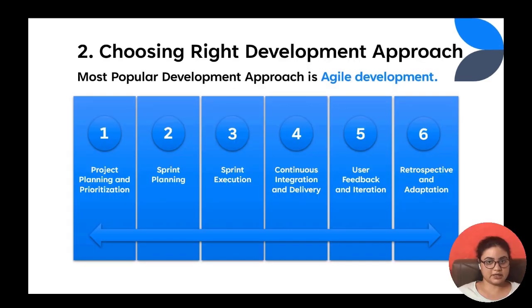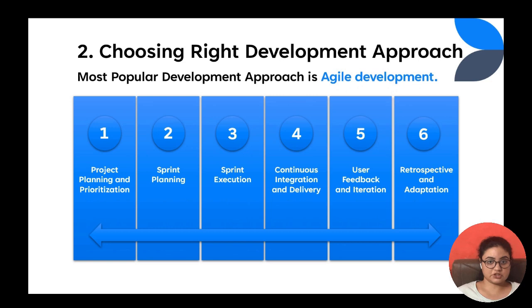An important step is choosing the right development approach. Choosing the right development approach is a key step to look after, and the most popular approach is Agile. It emphasizes iterative development, flexibility, and collaboration. Here's an outline of the development process for your MVP.